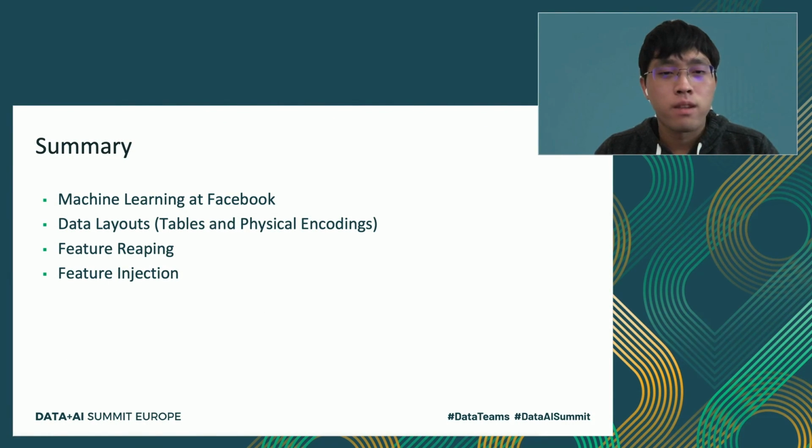To recap, we talked about four major points in this session. First, we gave an overview of the machine learning workflow at Facebook. Then we talked about the smart data layouts and encoding we developed for feature engineering at Facebook. Then a feature ripping solution to efficiently remove features, and a feature injection solution to efficiently add features.